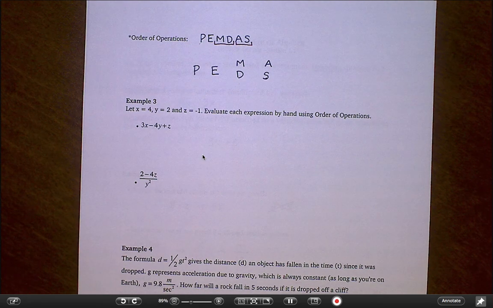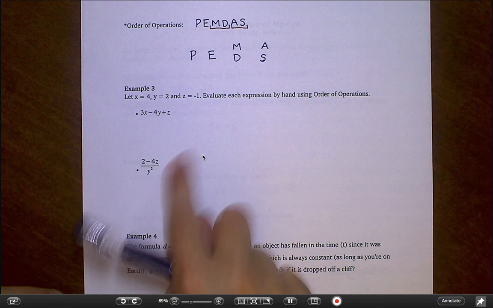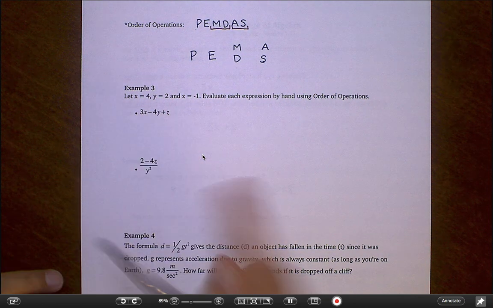Okay? That being said, we're going to try example 3 by hand just to make sure we've got this under control. But I will encourage you as the year goes on to do some of the more complex calculating with a calculator. Okay, so this here is a structure that you've seen before, where I'm giving you values for a variable, you're plugging them in and evaluating.